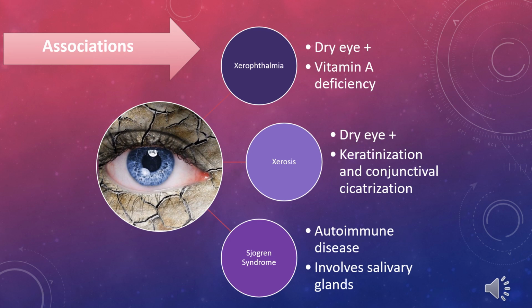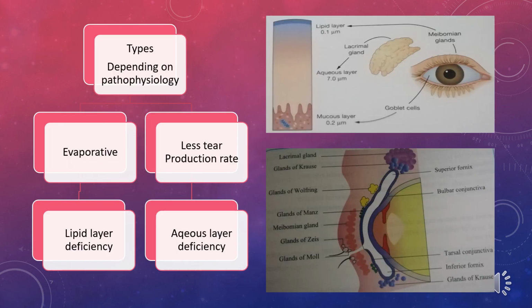Dry eye could also be seen with several other conditions such as xerophthalmia, xerosis, and Sjogren's syndrome, which is one of the most frequently seen. It is actually an autoimmune disease which involves the salivary glands. Depending upon the pathophysiology, dry eye could be of two types: evaporative, or resulting from a reduced tear production rate. The evaporative type is caused by lipid layer deficiency, whereas aqueous layer deficiency causes the reduced tear production rate.